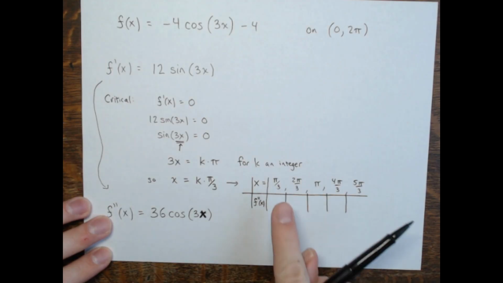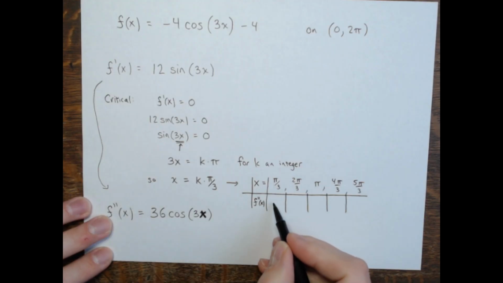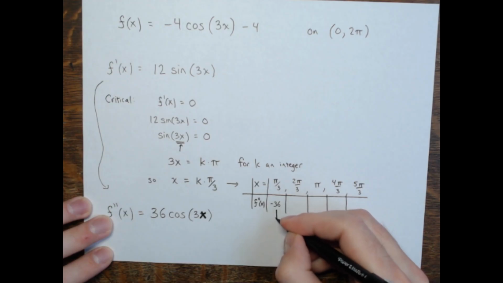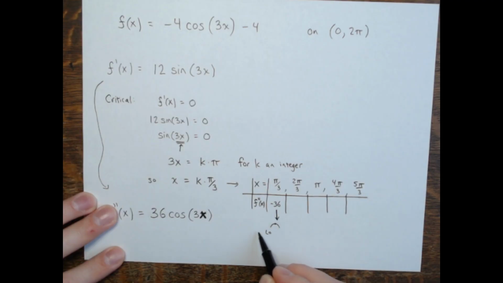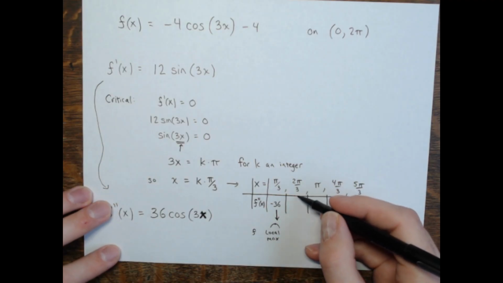When I plug in pi over 3, 3 pi over 3 is pi. Remember the cosine of pi is -1, so I get a value of -36. And because this is a negative value, it means it's concave down there. So that means I have a local max. F has a local max at x equals pi over 3. You'd be at the top of a hill, someplace where you're concave down.